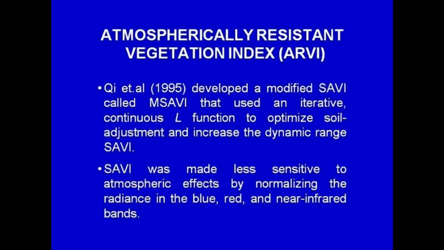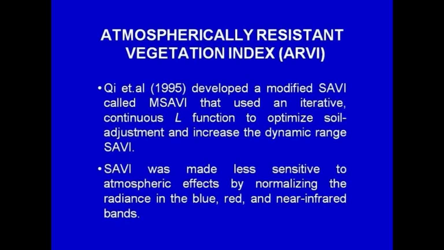The next indices which is there is atmospherically resistant vegetation indices. Up till now, the indices that we have discussed have considered the topographic effect and the contribution of the soil background, which is to be abstracted from the pixel information containing vegetation. Kaufman in 1995 developed a modified SAVI called MSAVI that uses an iterative continuous L function to optimize soil adjustment and increase the dynamic range of SAVI.